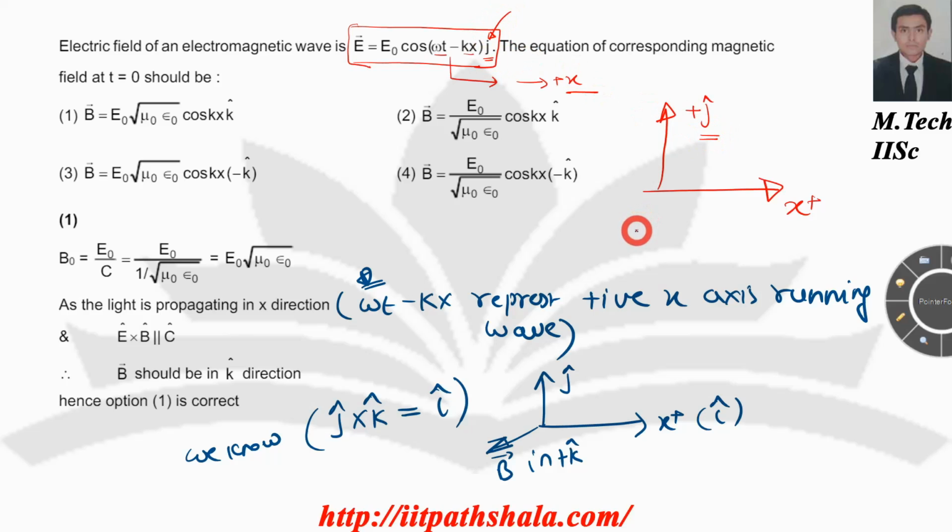Then because I know that my wave direction is nothing but the cross product of the electric and the magnetic field vectors. So if I have to get a plus i cap vector, I know that one of the two vectors should be plus k cap. My electric field vector is plus j cap, and I know plus j cross k gives me a plus i vector. So this tells me that I must be having a magnetic field vector in plus k direction. Okay, plus k direction.